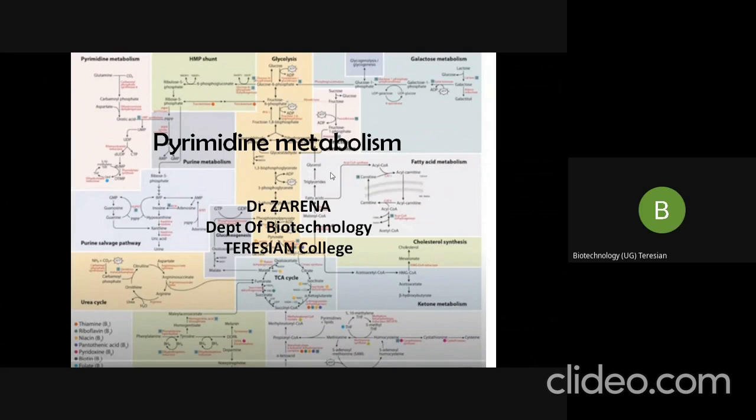And since these purines and pyrimidines can be synthesized de novo in our body, as I said, from several amino acids, no specific dietary requirement is necessary.